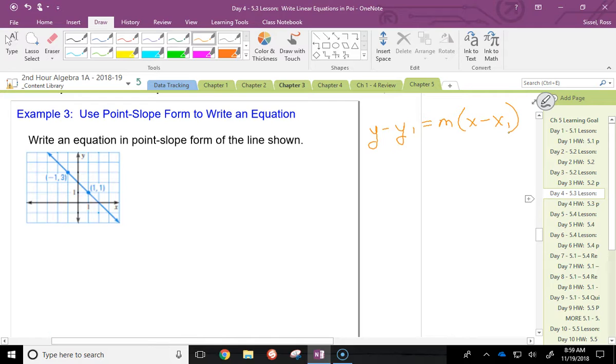Because in point slope form, I need the slope, and how many points do I need? 1. How many do I have on this one? 2. I can give you more than one answer. So I'm going to use this coordinate first. But the first thing is, do I know my slope? Yeah. What is my slope on this one?